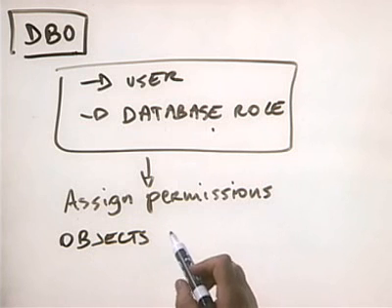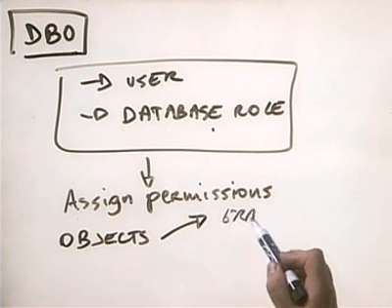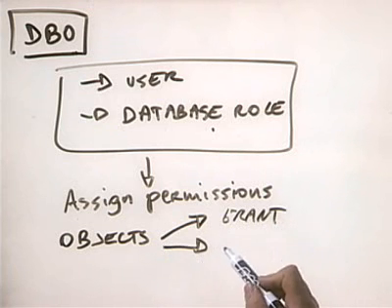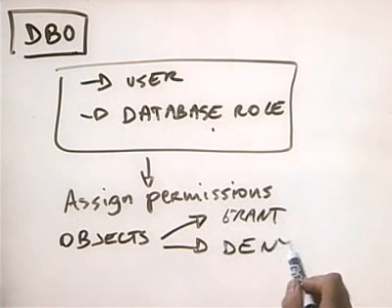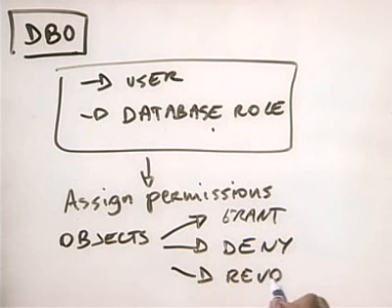There's different types of permissions I could use. I could give a user or a role the grant permission. I could deny the permission, and I also have the ability to revoke permissions. Let's see what happens when we grant the user access to a database.